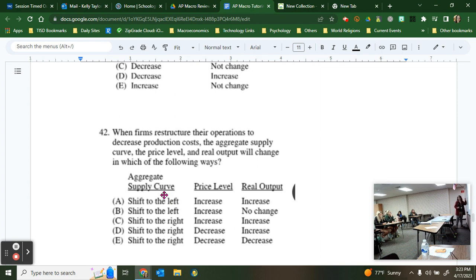It looks like prices went down. So price level decreased and real GDP, real output increased. Which answer choice says that? D. Shift to the right, price level decrease, GDP increased.